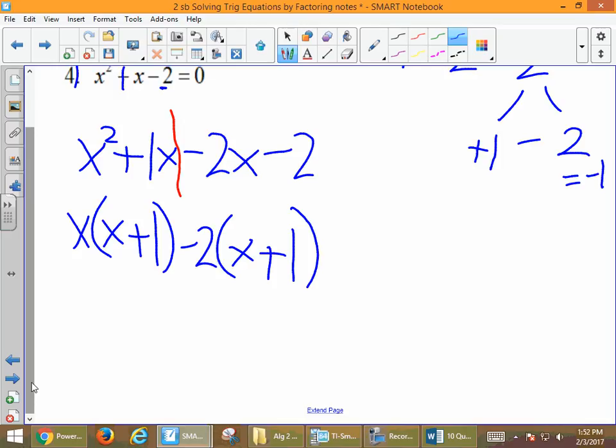We have an x plus 1 and an x plus 1. And so we can pull out a whole x plus 1. We're left with x minus 2. Not quite, because if we were to divide by x plus 1 and divide by x plus 1, like what we do when we factor out, we're left with just x and negative 2.